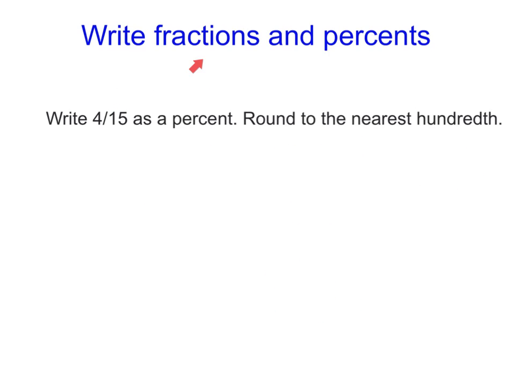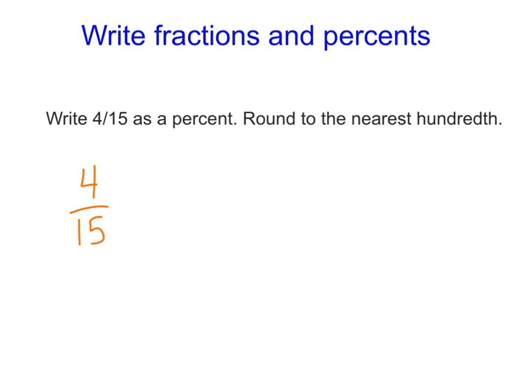When I'm asked to write fractions as percents, like I am here, it says write 4/15 as a percent, and then I'm going to need to round to the nearest hundredth. So, first thing I want to do here is write 4/15, my fraction, and I want to get it as a percent. Remember, that means per 100.